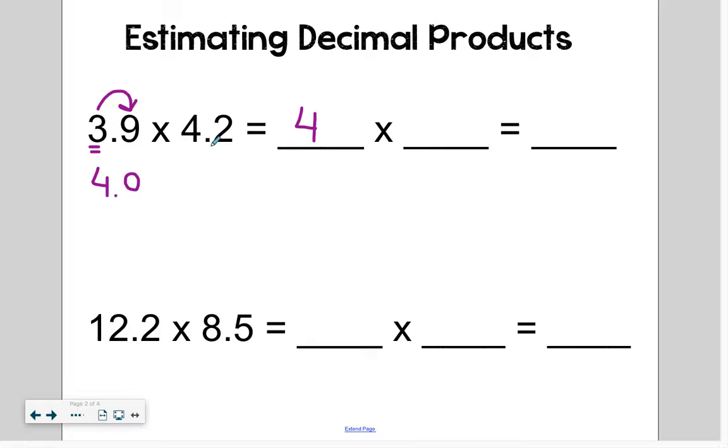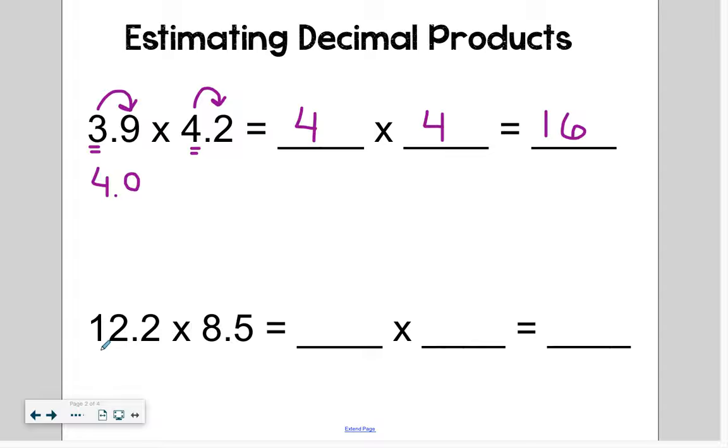For 4 and 2/10, if we round that to the highest place value, we underline our digit in our highest place value, draw our arrow. This is 4 or less, give the 4 a rest, and this is 4 as well. 4 times 4 is 16. So if we were to actually do our multiplication, our answer should be close to 16.